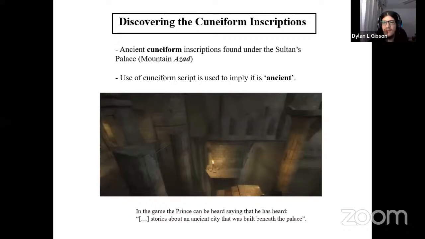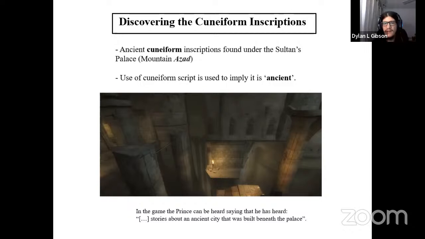So this also reminds us of the Zagros Mountains, and I'll talk a little bit more about the inscriptions that we can also find on mountains. But the use of the cuneiform inscriptions is used also here to set the scene of this being a very ancient city that was built underneath the newer city.